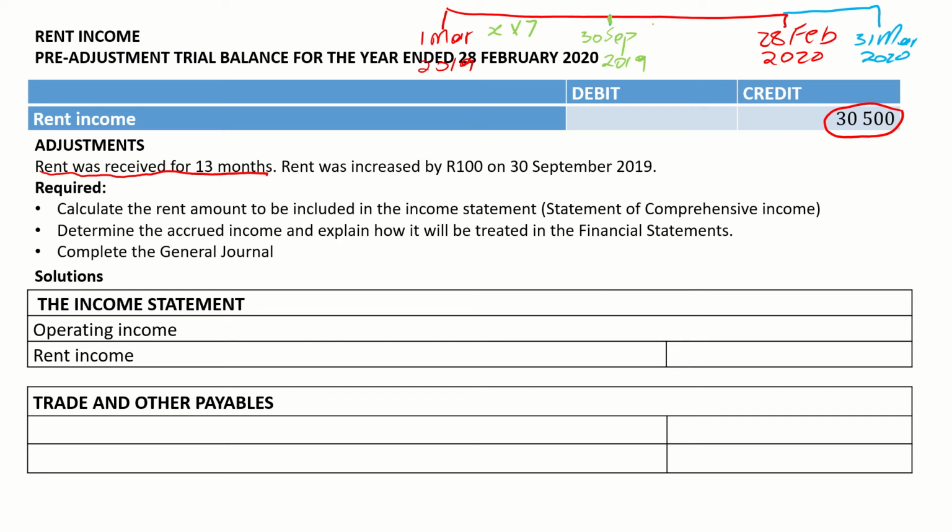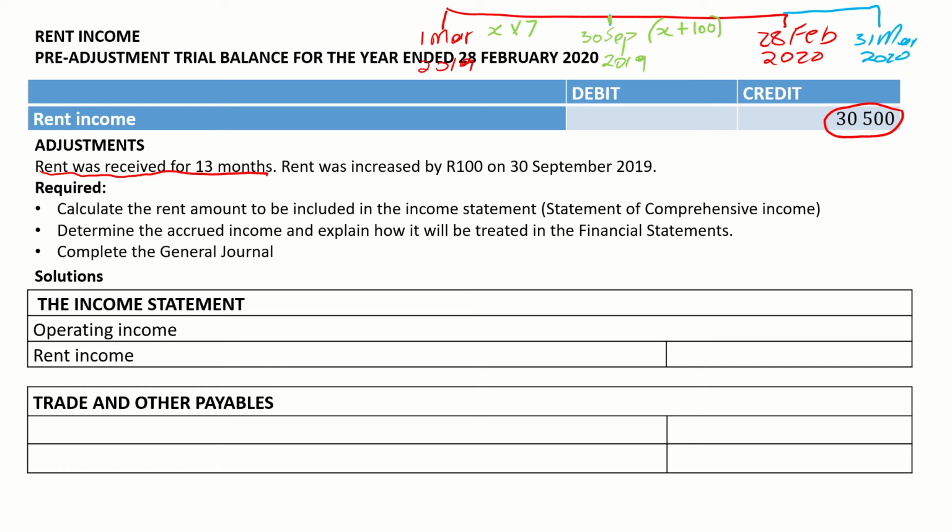But after that, it wasn't X anymore. When you're dealing with actual value, you don't multiply. I'm not saying it was 100 times X. So you can't multiply X by 100, because you're simply saying the rent was 100 times X, which is incorrect. In this scenario, it tells you that rent was X, but it increased by 100 rand. So you will simply take the X and add 100.